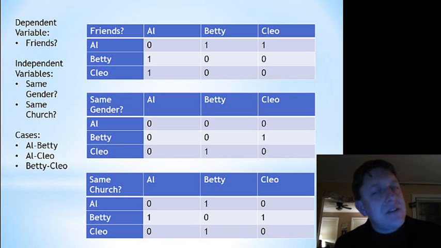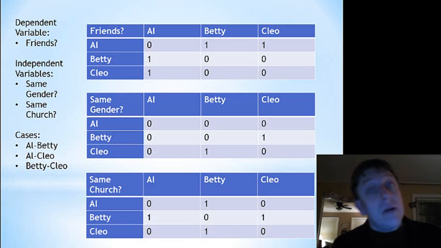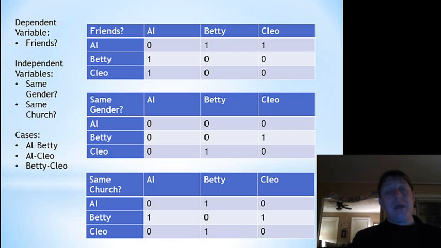Do 2 people go to the same church on Sundays? Al and Betty do, which is why they have a 1 in the matrix for same church. Cleo and Betty go to the same church. Al and Cleo do not go to the same church. How is that possible? Well, sometimes people go to more than one church. It looks like Al and Betty, when they go to church, are going to a different church than Betty and Cleo are going to. Okay, so they go to different churches in that case.